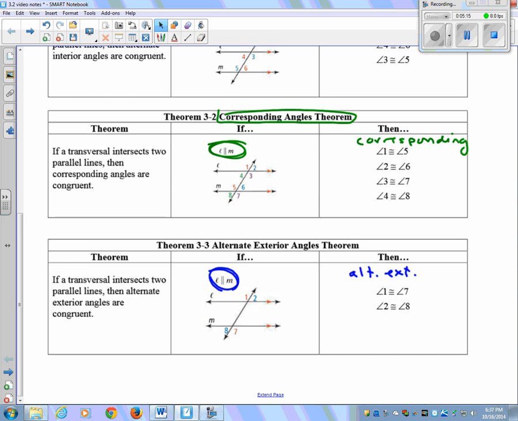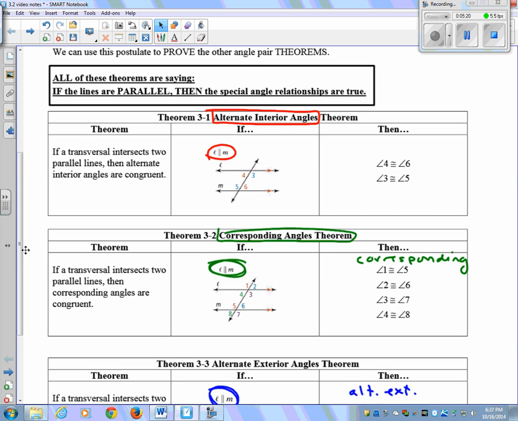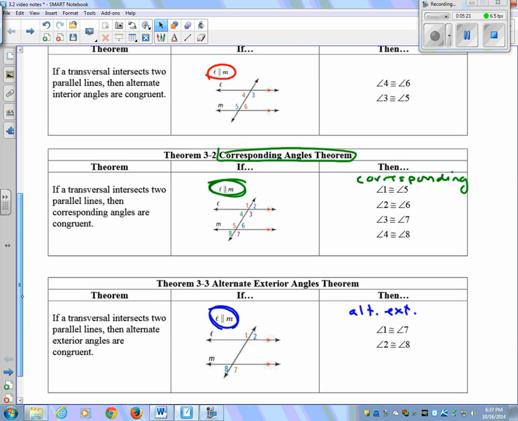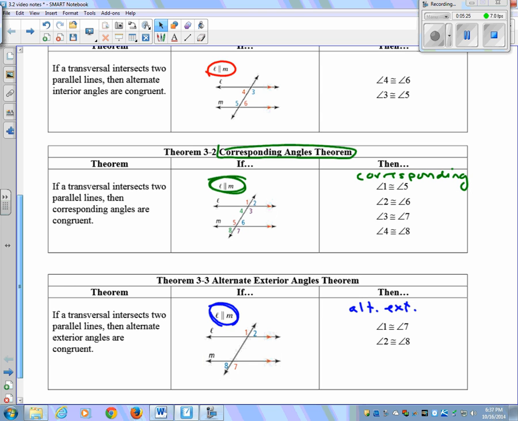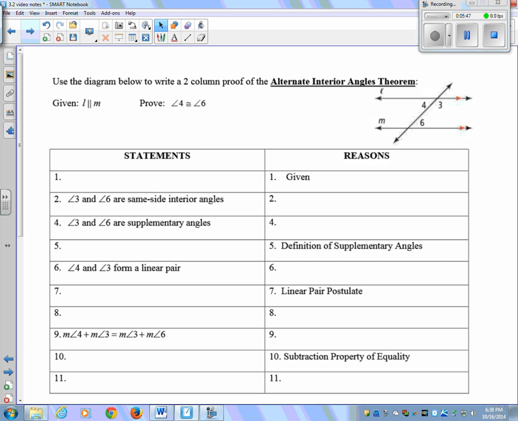So if the lines are parallel, you have all of these situations. You've got alternate interior angles congruent, alternate exterior angles congruent, and corresponding angles congruent. Don't forget, same side interior angles are supplementary. So everything else said congruent, but same side interior angles are supplementary. I like to think of same with the S, same side, with another S, supplementary. Okay, so we can prove these theorems by using what we know about proofs.